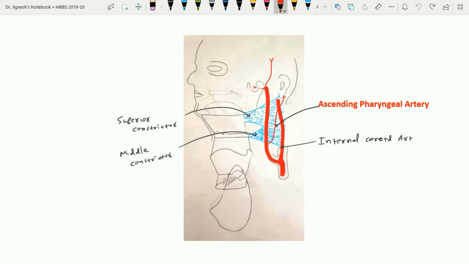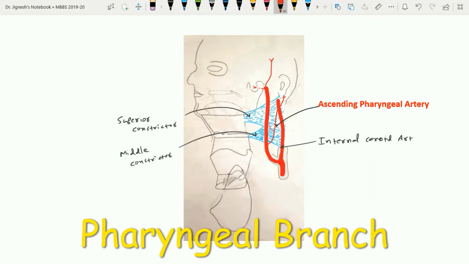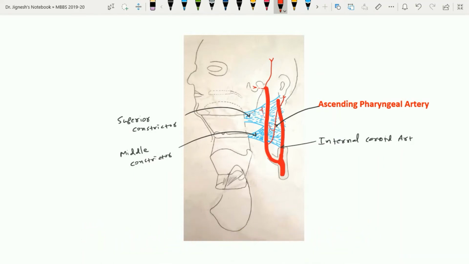This ascending pharyngeal artery gives off three types of branches. The first type are the pharyngeal branches, and these pharyngeal branches supply the wall of the pharynx. Along with the wall of the pharynx, it will also supply the soft palate, tonsil, as well as the auditory tube.